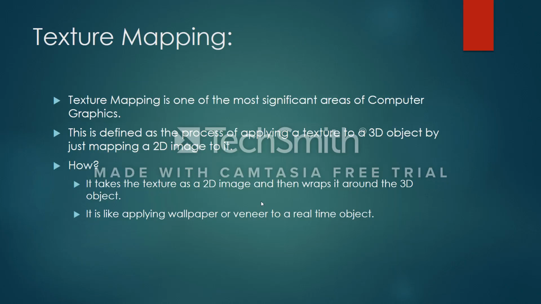What is texture mapping? Applying texture to a 3D object by mapping a 2D image to it is called texture mapping. It's that pretty simple. How? Let us take a 2D image and wrap it around a 3D object. Thus, we can create texture on an object. It's like applying veneer or wallpaper to a real-time object.